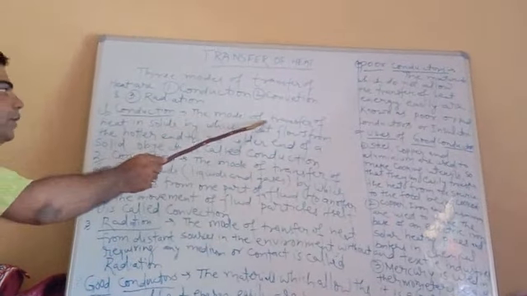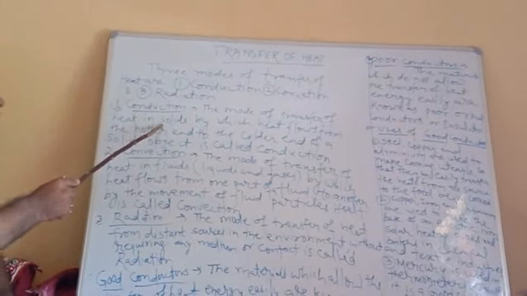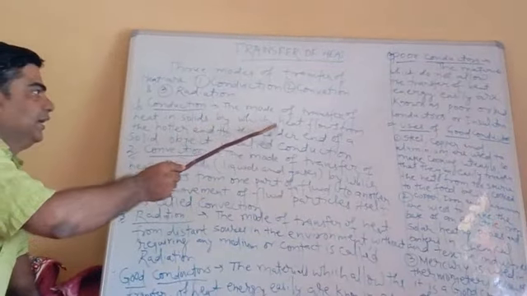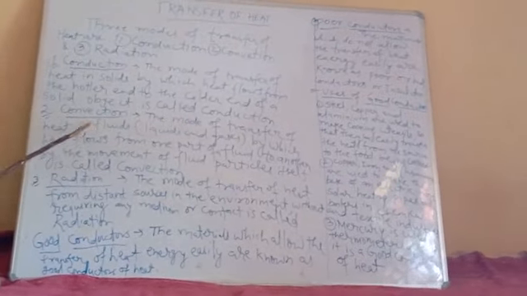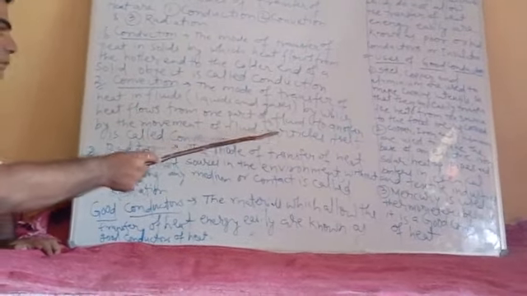What is conduction? Conduction is the mode of transfer of heat in solids by which heat flows from the hotter end to the colder end of a solid object. Convection is the mode of transfer of heat in fluids like liquids and gases by which heat flows from one part of a fluid to another by the movement of fluid particles itself.